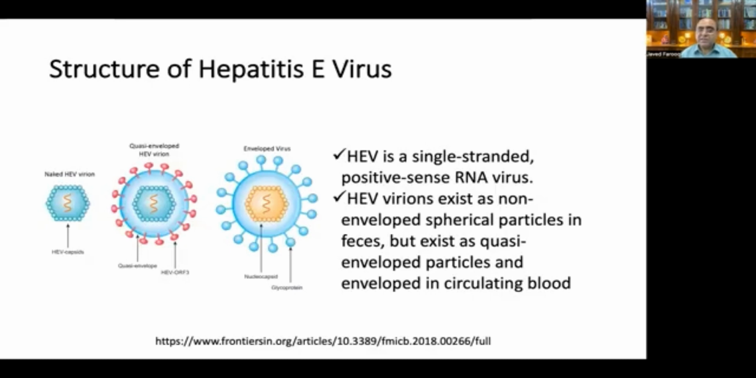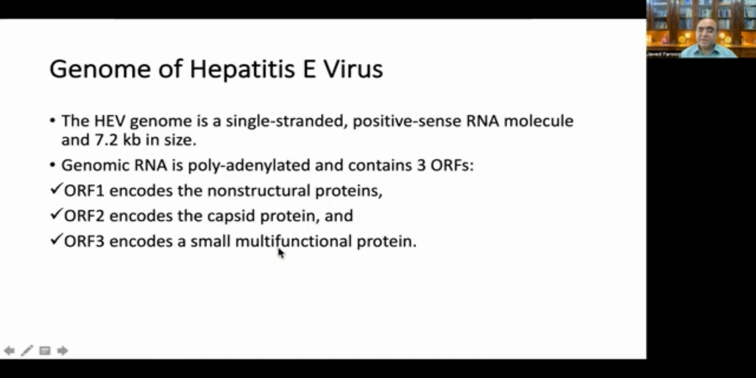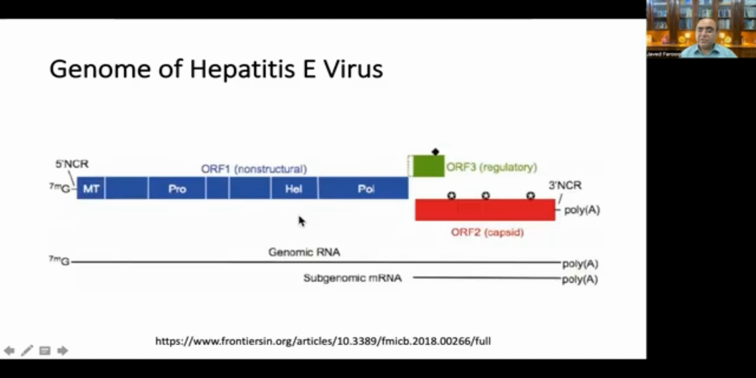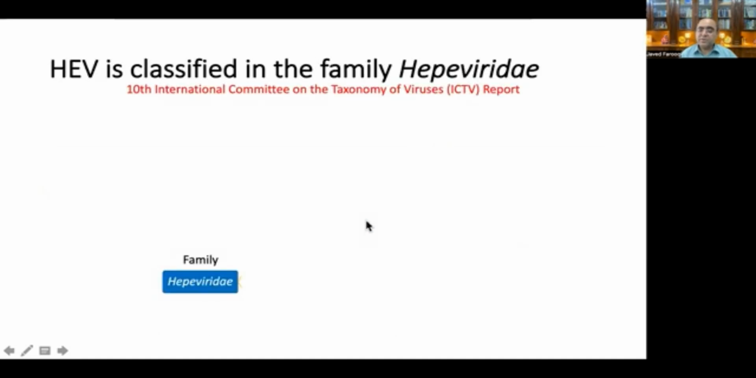We also discussed that according to the structure, it may be either a naked hepatitis E virion in the stool, or it may be quasi-enveloped or enveloped in the blood of the infected person. We also discussed that there are three open reading frames. Open reading frame 1 encodes for the non-structural proteins, open reading frame 2 encodes for the capsid proteins, and open reading frame 3 encodes for the regulatory proteins.